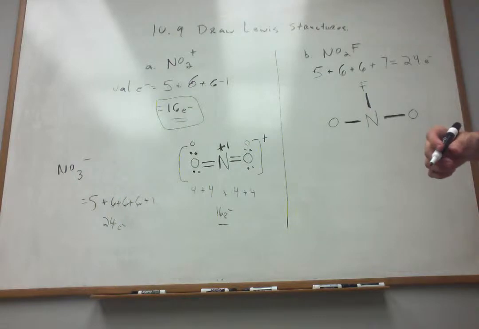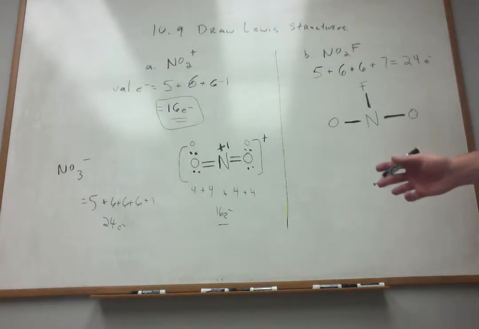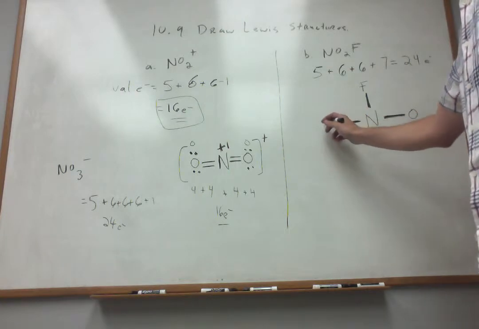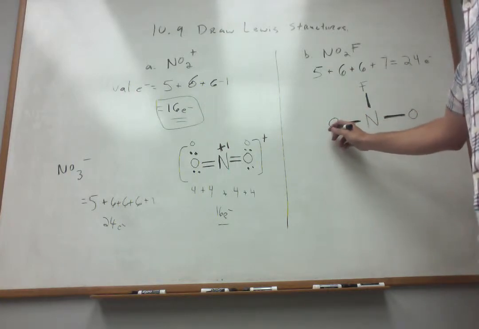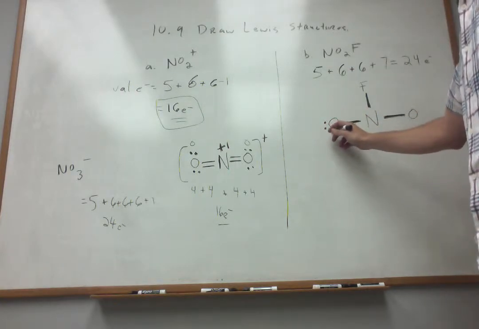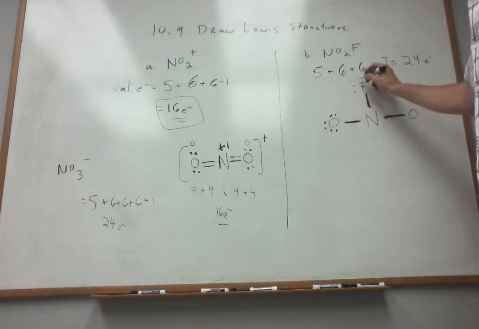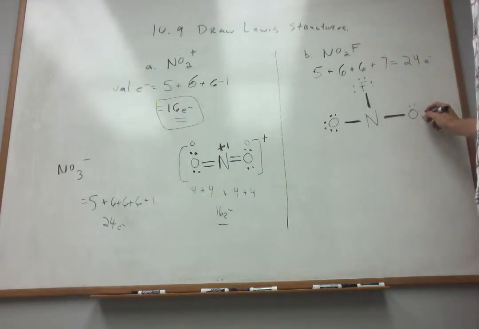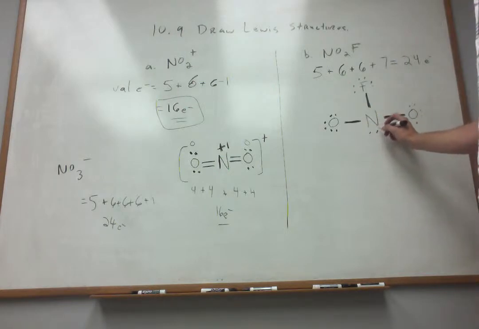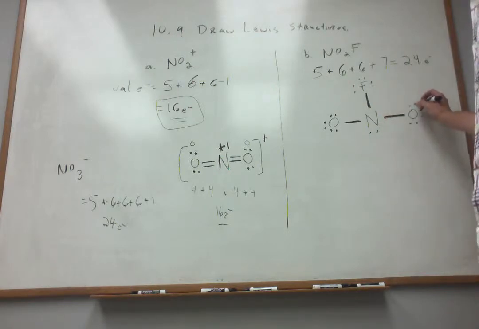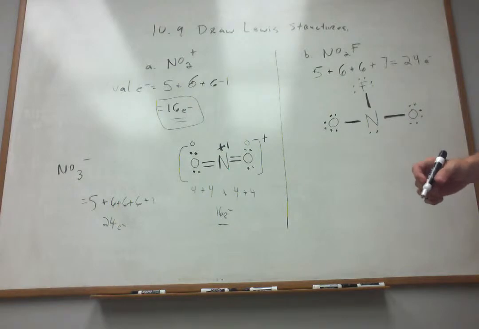Now what do I do next? I have to complete my octets. For this rough draft, I do 1, 2, 3, 4, 5, 6. Make these dots a little bit bigger so they're easier to see. 7, 8, 9, 10, 11, 12, 13, 14, 15, 16, 17, 18, 19, 20. And again, it's 20, not to lose track, 20 lone pair electrons.